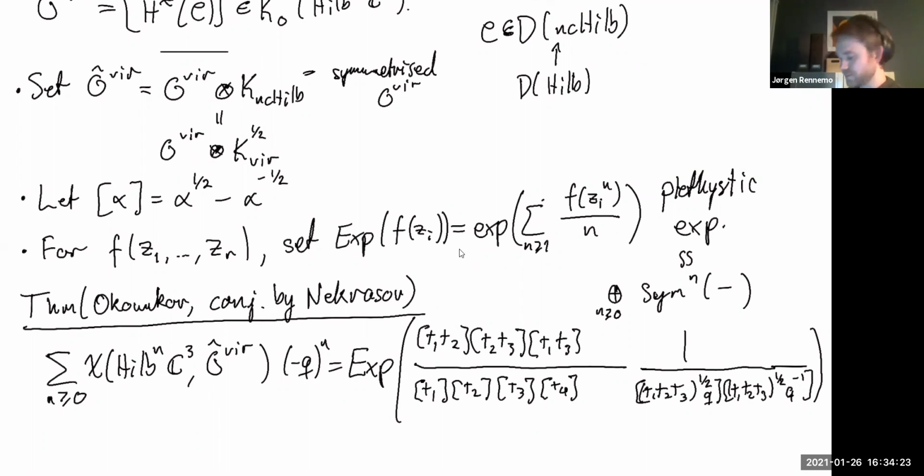Okay, so hopefully it's at least clear what the theorem is. Qualitatively speaking, you have K-theoretic invariants given by the symmetrized virtual structure sheaf. You stick them all in a generating function, and this generating function turns out to be the plethystic exponential of some simple rational function.